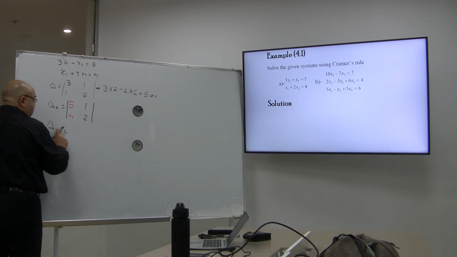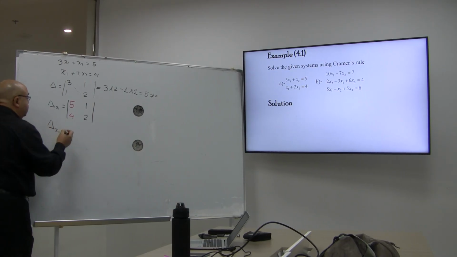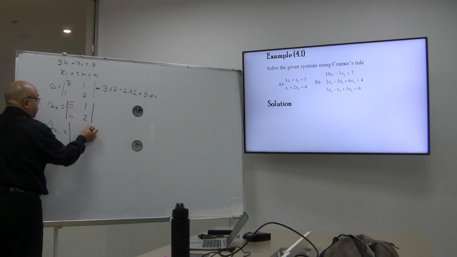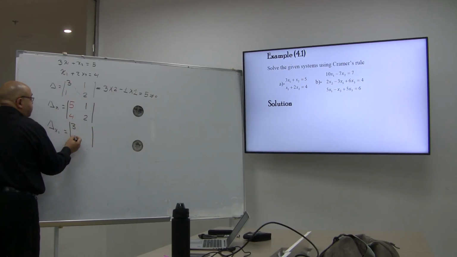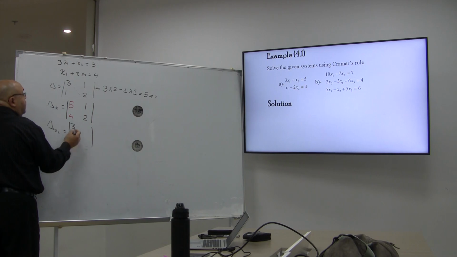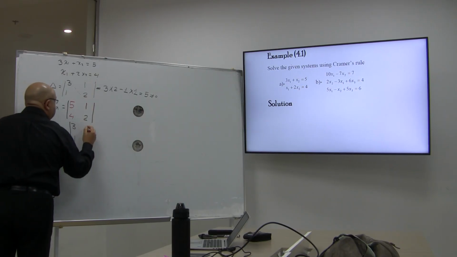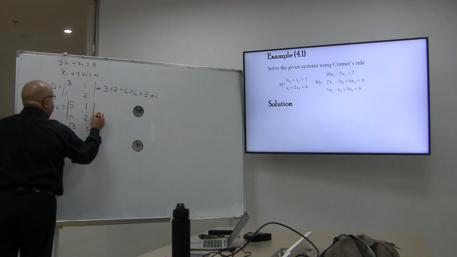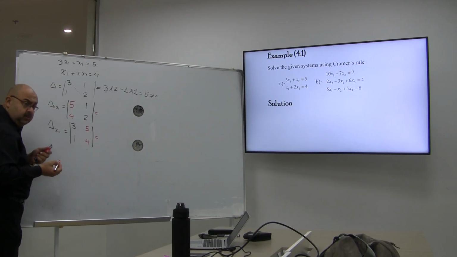Okay, and in the same way I will get the determinant of x2. How to get the determinant of x2? Exactly like what I did previously. I will first of all write the first column as it is in the coefficient matrix. Then I will replace the second column by the results, which are 5 and 4. Then I will evaluate the values of these determinants once more.